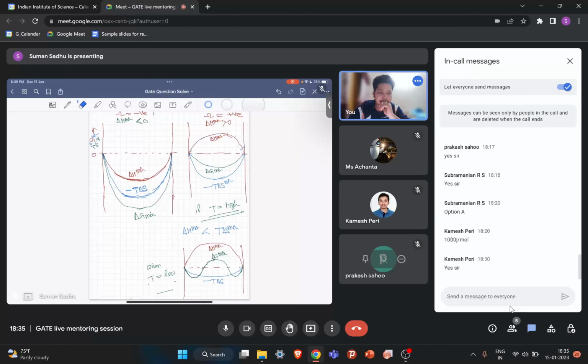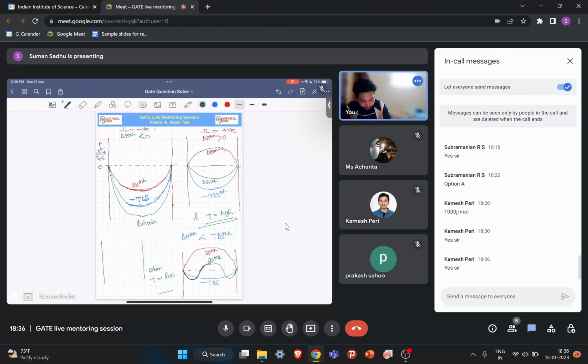Everyone understood? Okay. So can you also tell me why initially it is decreasing and then it is increasing after some point? Why initially is it decreasing? Can the shape be like this? Let's say your delta H is this one and delta S is this one. So your resultant curve, will it look like this in any case? Is it possible? Anyone?